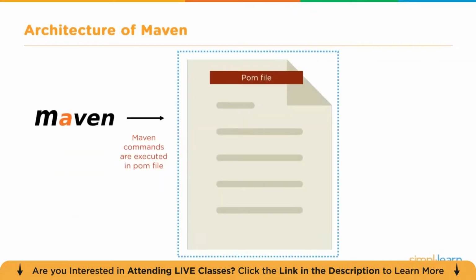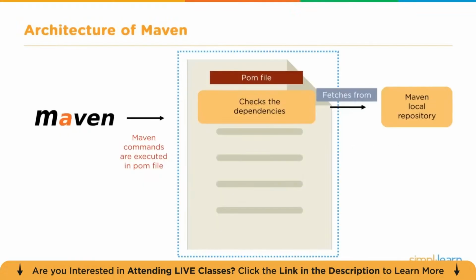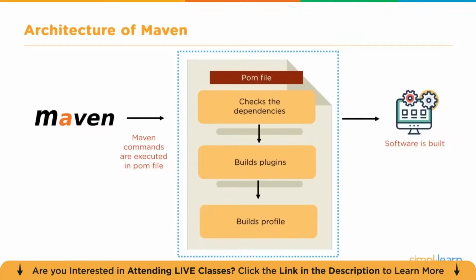The actual architecture of Maven is that the execution and commands are managed through what's known as a POM file. The POM file itself is a project object model, and it's an XML file that actually has the details for the project and the configuration for the build environment. The POM file itself will then fetch dependencies from the local repository and will apply any plugins that you may have also included within your Maven environment. The goal is that your software is built in a much more controlled manner.